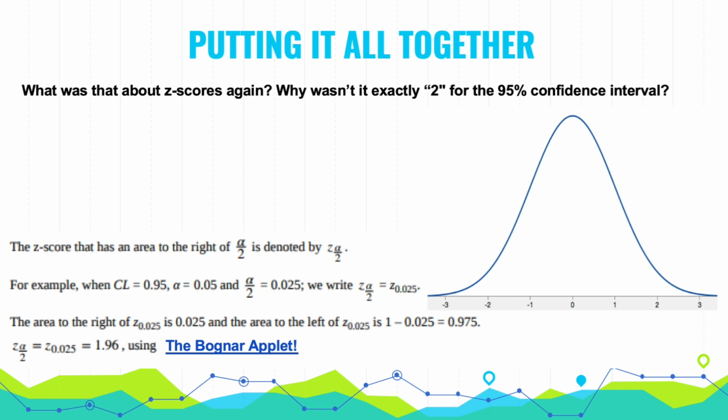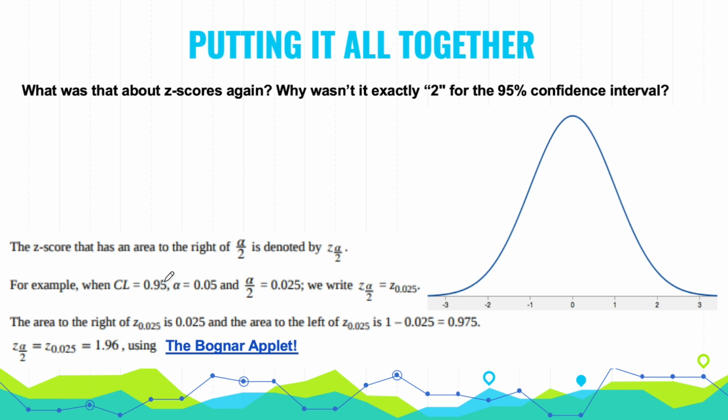So let's put it all together. But wait, what was that about z-scores again? Why wasn't it exactly 2 for the 95% confidence interval? Isn't that what the empirical rule has been teaching us? I know, it's been rounding this whole time. Remember, we're constructing a z-score that has an area to the right of alpha divided by 2, and we'll call that z, a z-score, with the subscript. Remember, we kind of call that our little hashtag to remind us what the z-score is connected to. So z sub alpha divided by 2.